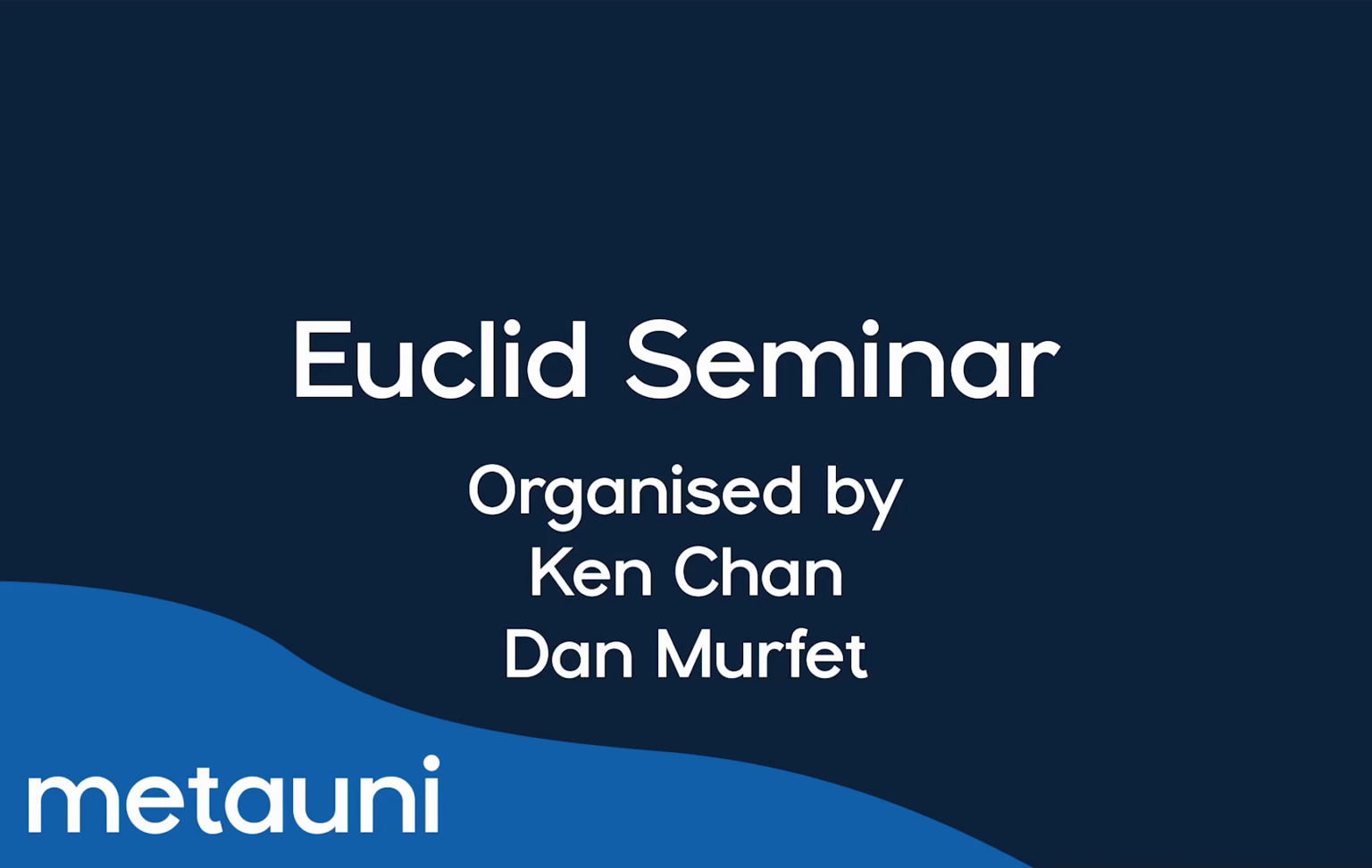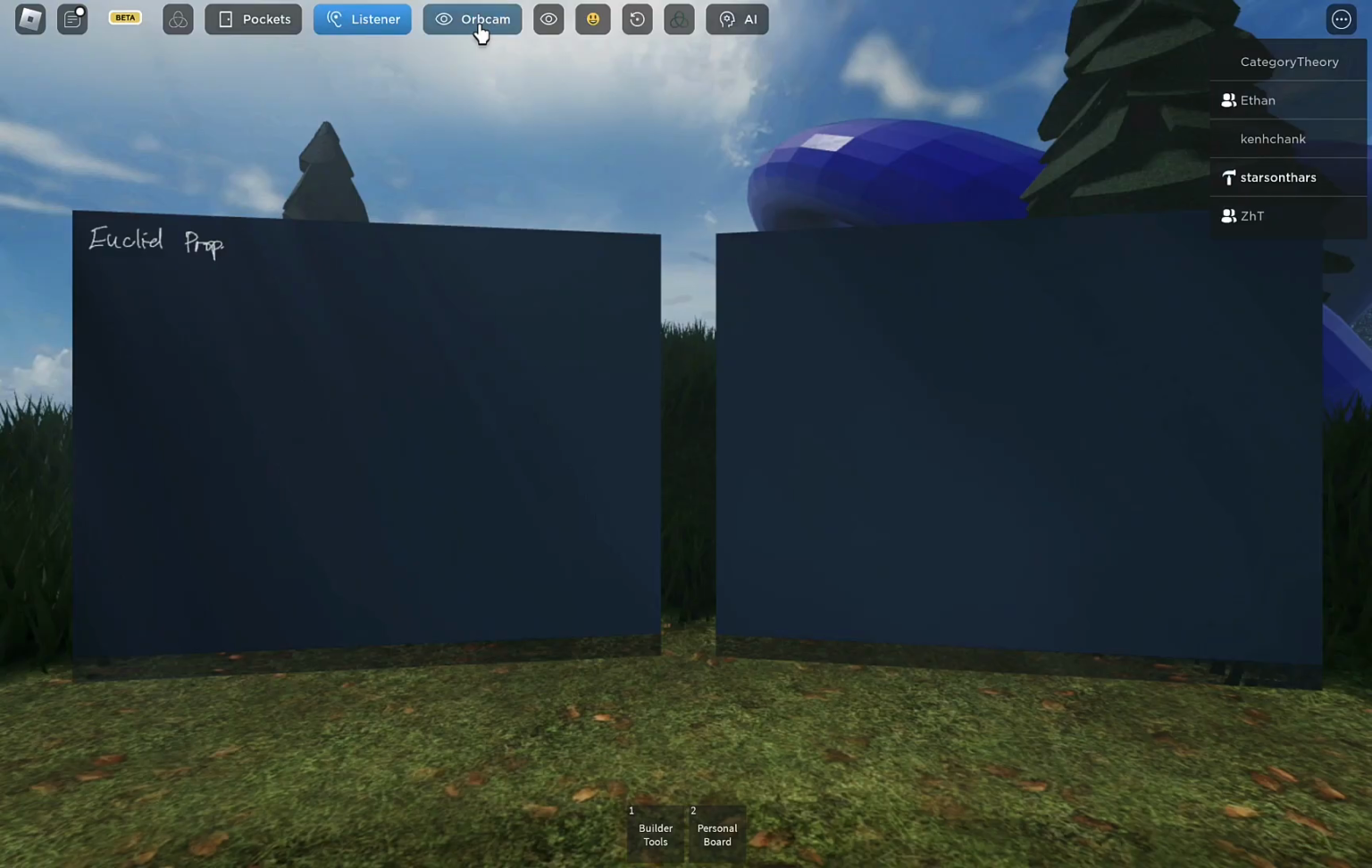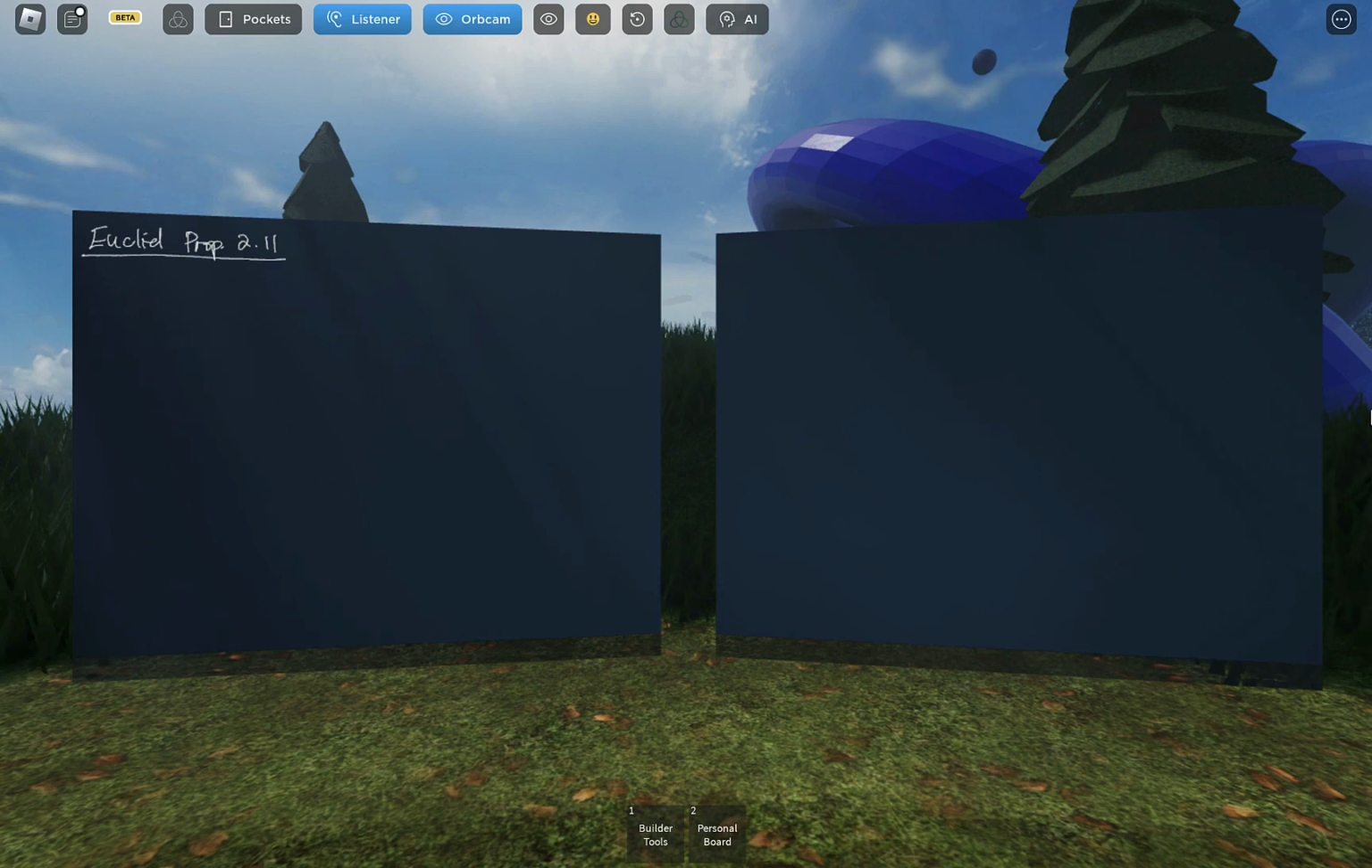Okay, so we're on proposition 11. I keep being inconsistent about this. I'm on proposition 2.11, and this is interesting. This is the golden ratio. I'm going to write it in golden ratio.